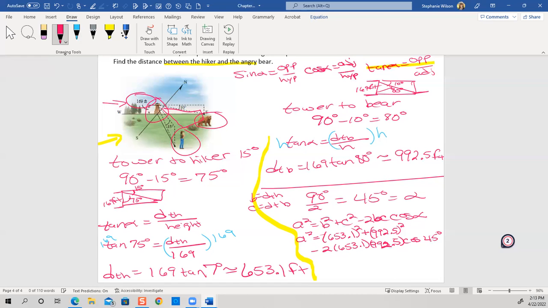And we're going to type this in our calculator. It's going to give us this long number, 49,000.154. And we've got to undo that root, so we're going to take the square root of both sides. And when I take the square root of both sides, and let's round to the nearest tenth, I get 703.5. So the distance between the hiker and the bear is 703.5 feet.